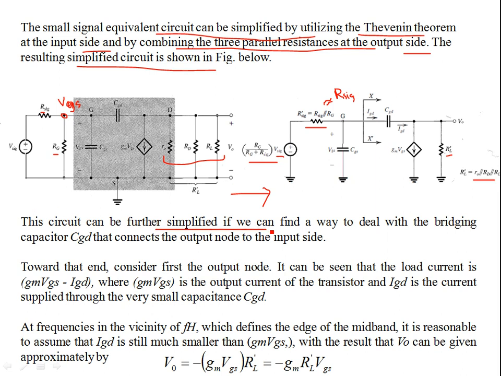The circuit can be further simplified if we can find a way to deal with the bridging capacitor CGD that connects the output node to the input side. This is the output node where we are taking V naught. This capacitor is bridging the input node and the output node. So let's find a way to simplify this. Looking from the input side towards the output, can we have an equivalent capacitance that comes up over here? Then we have a single pole RC circuit, a low pass circuit of this form, at the input side.